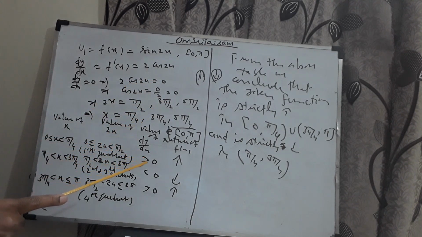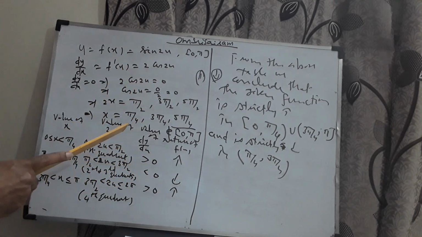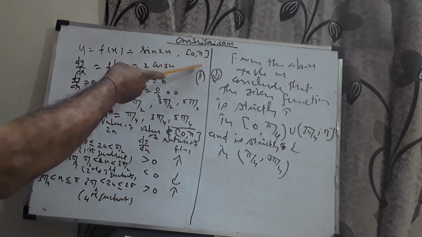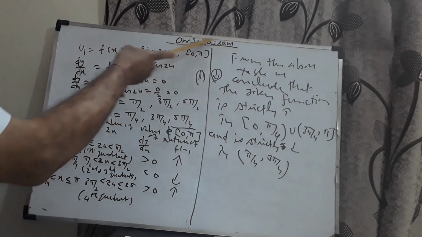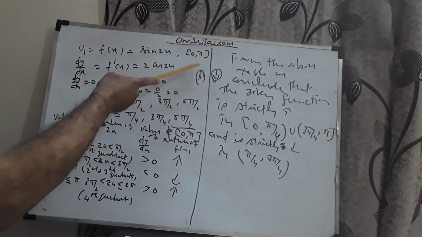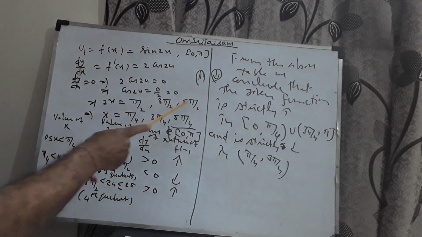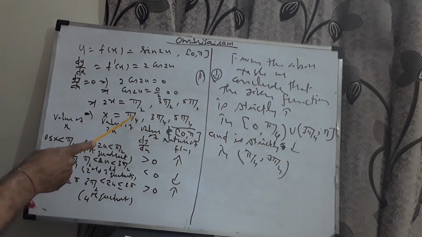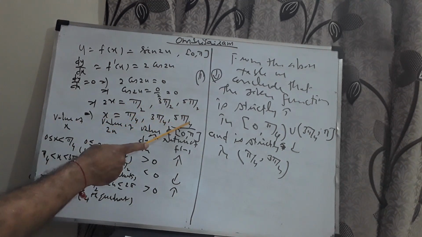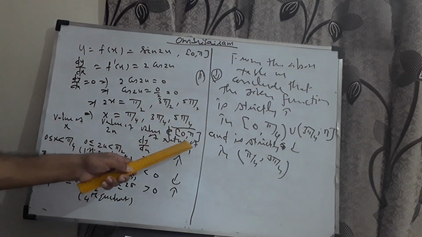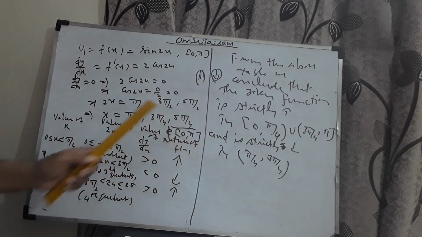At every odd multiple of pi by 2. But here I won't take negative values because the function is defined in this particular case between 0 and pi, closed interval 0 comma pi. I take pi by 2, 3 pi by 2, 5 pi by 2. Dividing by 2 gives you pi by 4, 3 pi by 4, 5 pi by 4. But 5 pi by 4 is the value beyond pi. This is not to be taken.